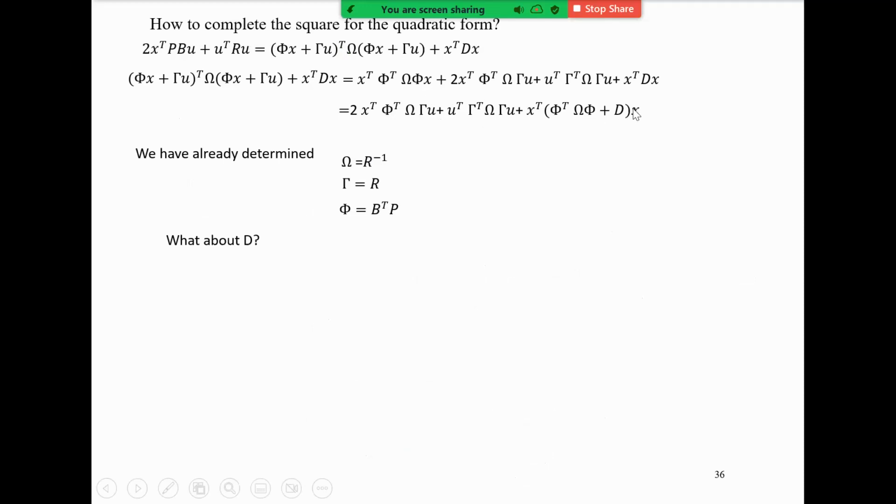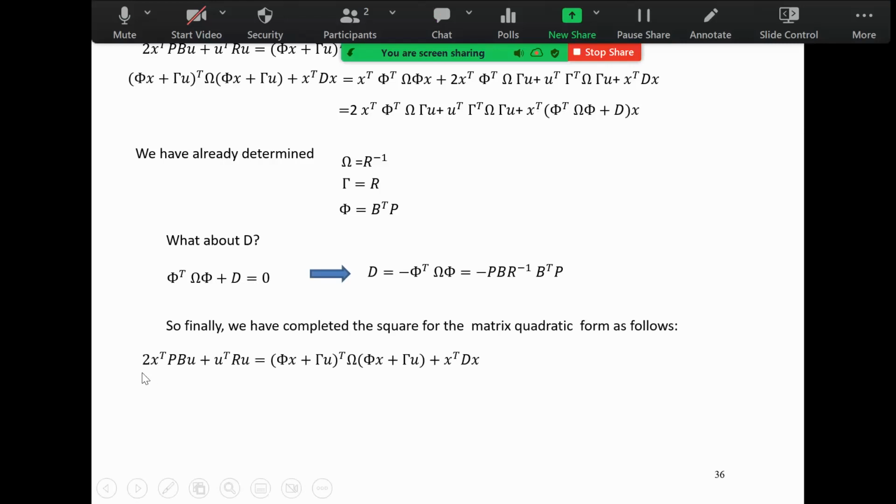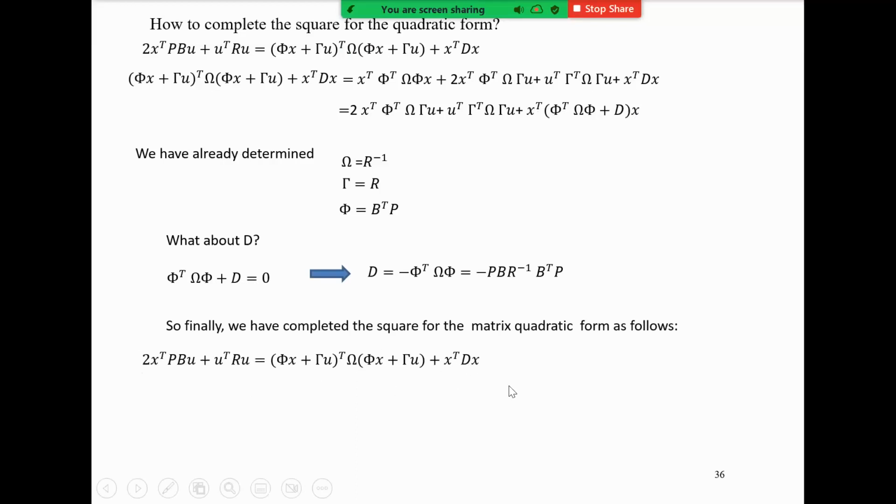Okay, now you compare this expression with this one. We know, right, in this expression there is no x transpose times x. So this term has to be 0. Then in this way, we get D. That's how we completed the square for this matrix quadratic form. So we express those x times u and u square in terms of this one.